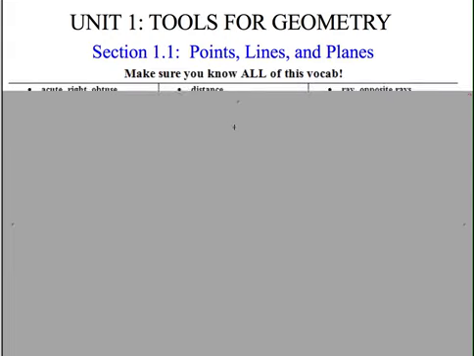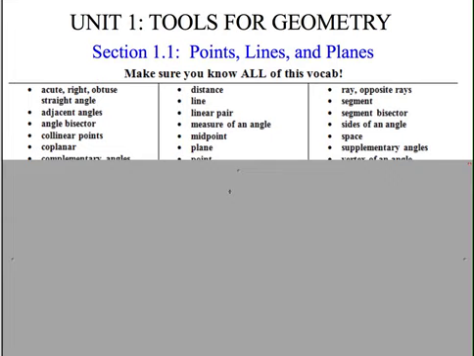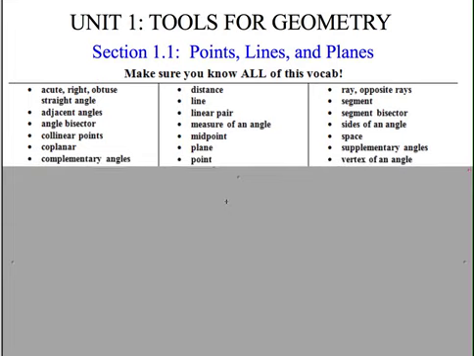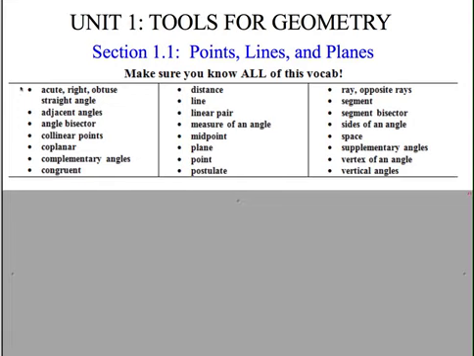for the test. So let's start with the first section, and I pulled this right off of the review handout before the test. Make sure you know all this vocab. There's a lot of vocab in this chapter. You have to know it all. So go through it, put a check mark by it if you know it.